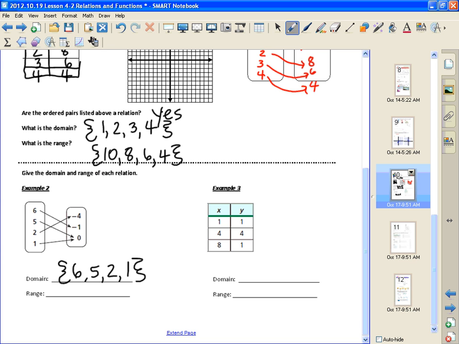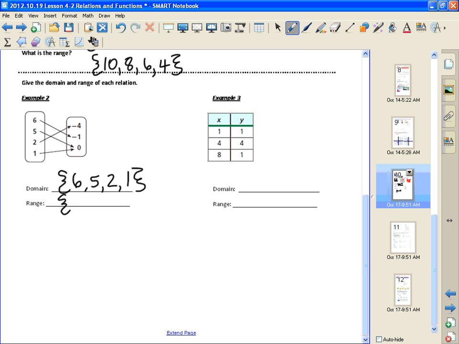Okay, then for my range, what would I write in there for the range? Good. Okay, so that's the domain here, and then the range is here. Domain is always x, range is always y.